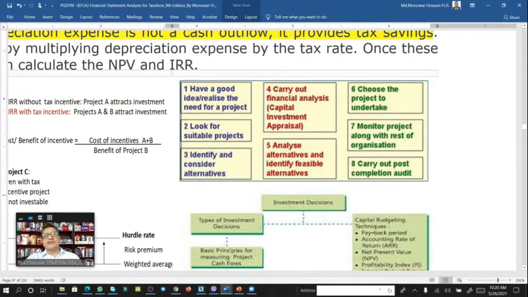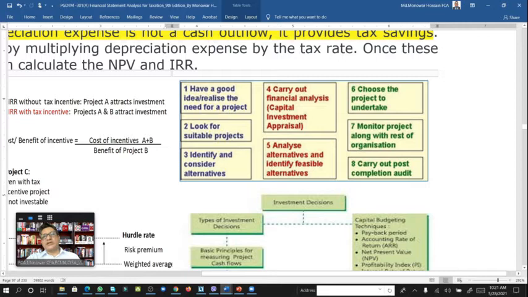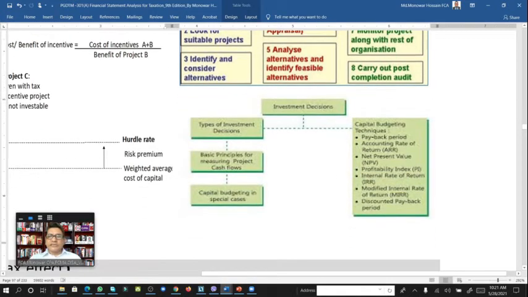There we are using capital investment appraisal, that is capital budgeting techniques, all types of tactics, to analyze the alternatives and identify a feasible alternative. Then we have to choose the project to undertake, and then continue to monitor the project along with the rest of the organization, and carry out a post-completion audit. So this is the cycle of taking a project or project implementation.